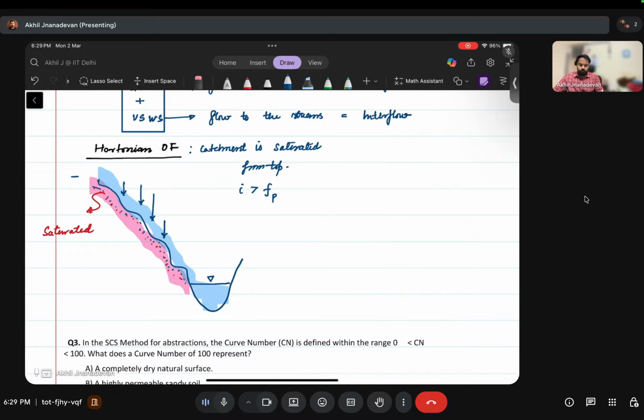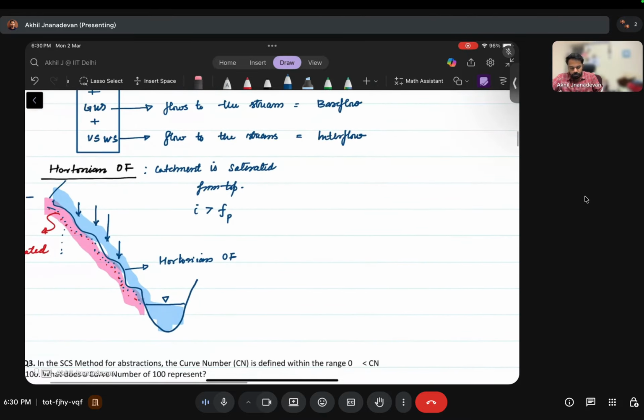So this is actually a sheet flow that is happening, right? It has a width. It will be spread along a width, right? And this particular sheet flow that is happening is called Hortonian overland flow, right? So basically here the catchment was saturated from the top, then the water moves to the bottom, right? That is the main property of a Hortonian overland flow. So next is the saturated overland flow.